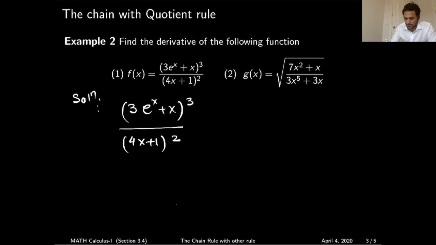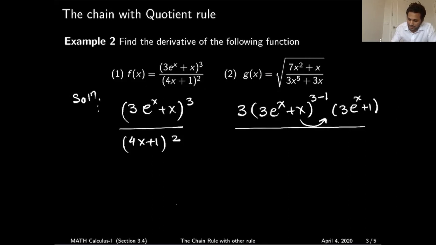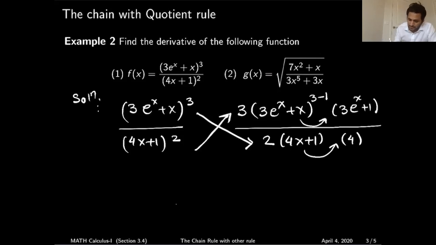But basically, what we do is we take the derivative of the first, which we calculate using the chain rule. So this is (3eˣ + x), you take the power, and then you take the derivative of the inside, outside, which is going to be 3eˣ + 1. And then you divide by the derivative of the denominator function. This is 2(4x + 1), and then the derivative of the inside. And then we will chant that poem, low D high, high D low. So low D high and high D low, and that will complete the derivative of that function.